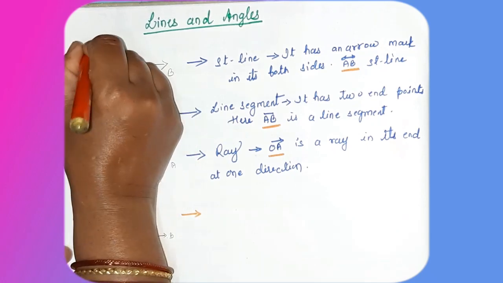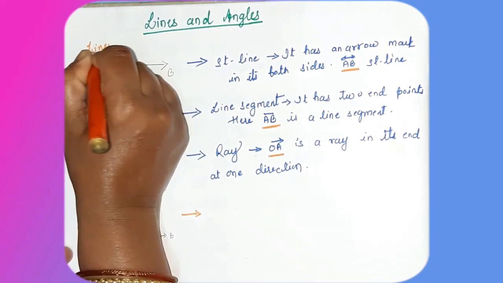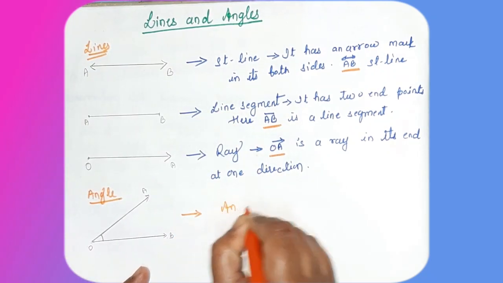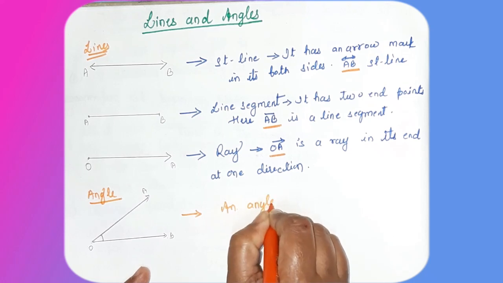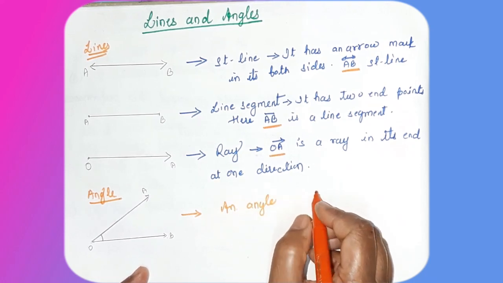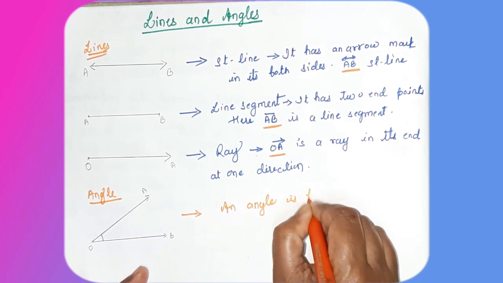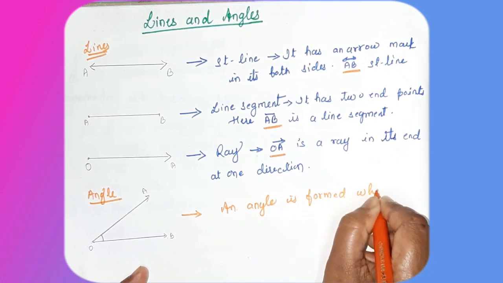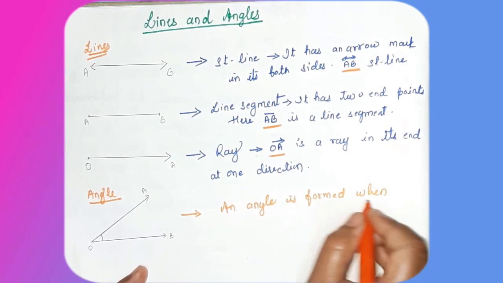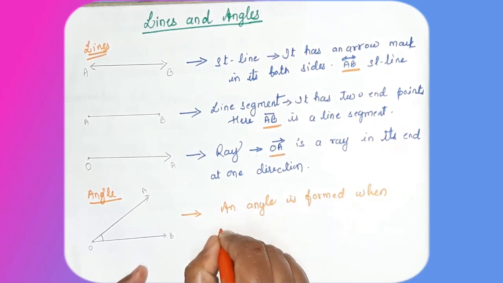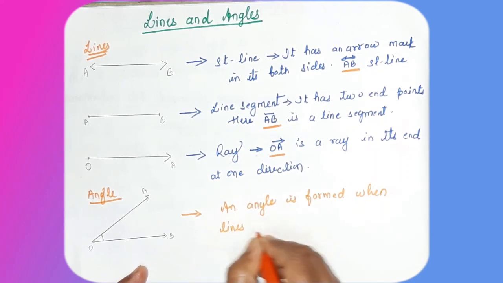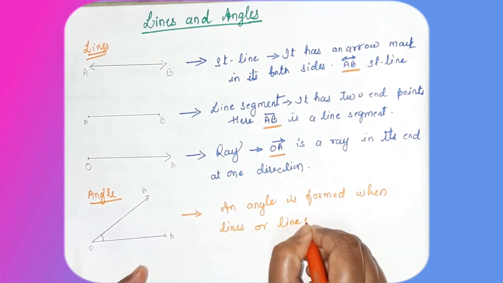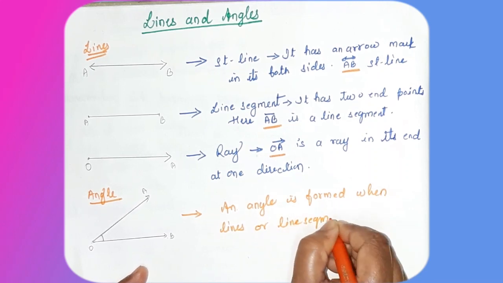These are lines. Now, what is the definition for this? An angle is formed when lines or line segments meet.